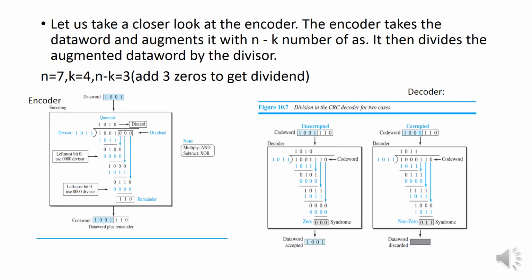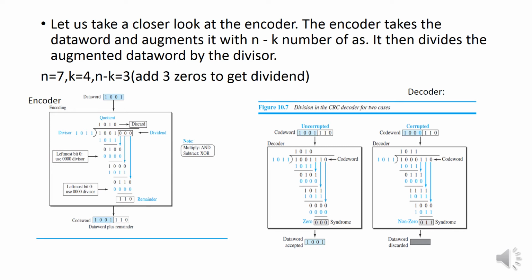Here we'll consider the decision in the CRC encoder. Let us take a closer look at the encoder. The encoder takes the data word and augments it with n minus k zeros. If n is equal to 7 and k is equal to 4, then n minus k is equal to 7 minus 4, which is 3. The given data word is 1001 and we augment n minus k zeros. So now your new data word becomes 1001 followed by 3 zeros, and the divisor is already given, that is 1011.